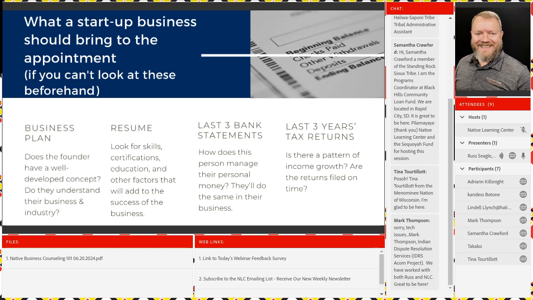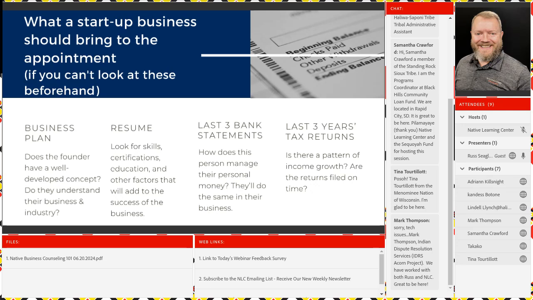There are a lot of good resources out there on how to write a business plan, but you want to find out, do they understand their business, their industry, and all of the different roles they're going to play, not just the technical work. If their business plan is, I'm going to work on cars and I'm going to do transmission work, and the whole business plan is about how they're going to do transmission work. That's not really a business plan.